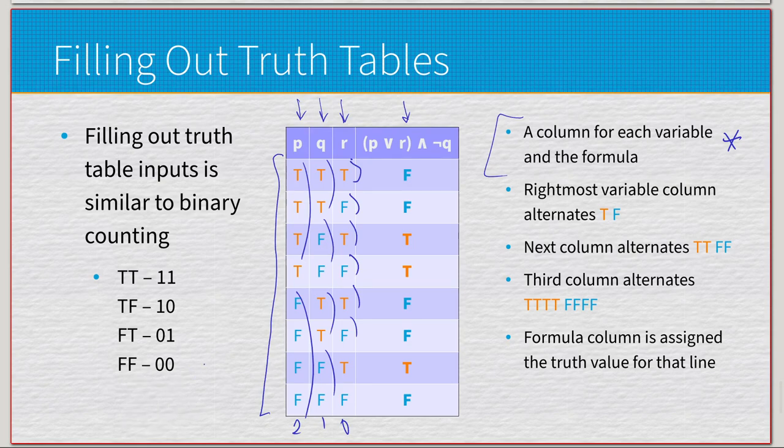Okay? And then also the formula column is assigned the truth value for that line. So you would solve out, you would substitute true into all of these, true, true, false for the next one, so on and so forth, and get the actual answer afterwards.